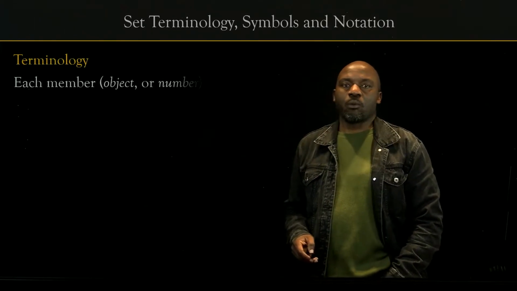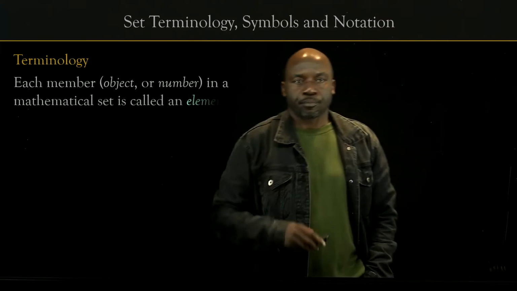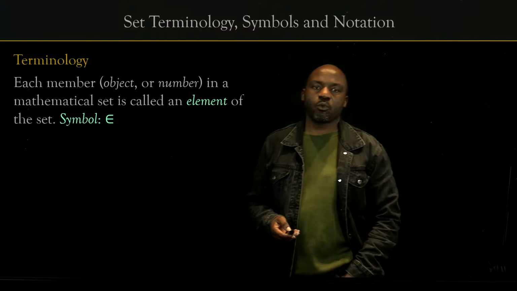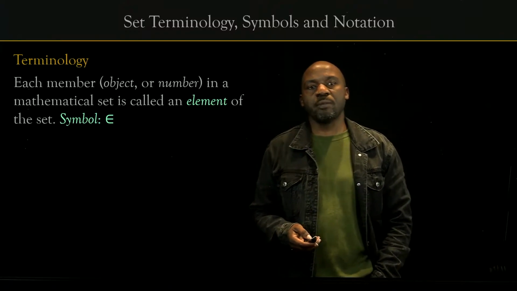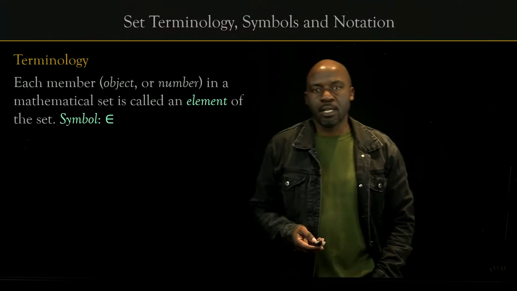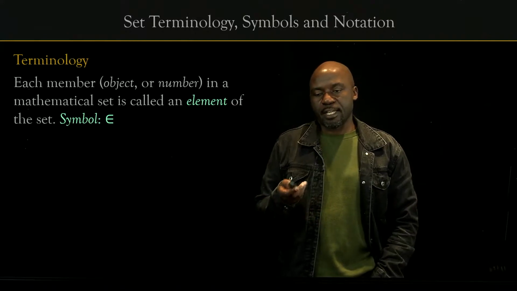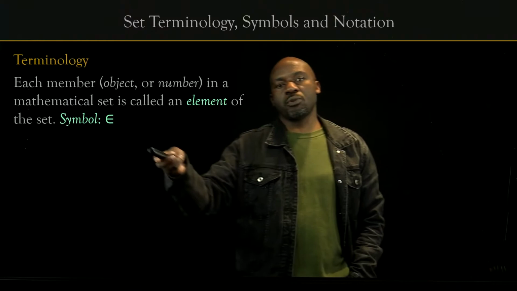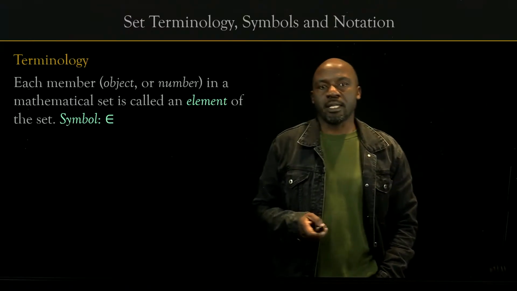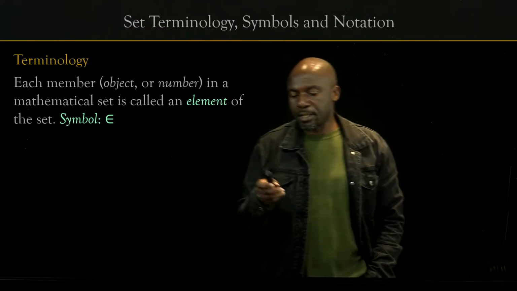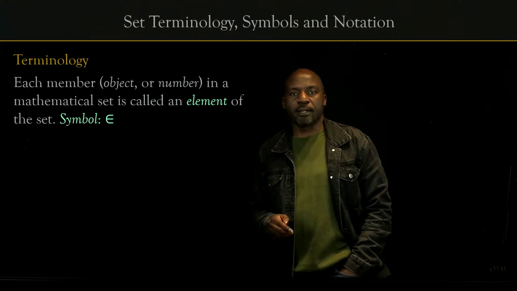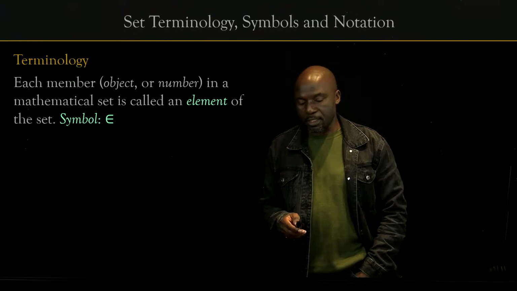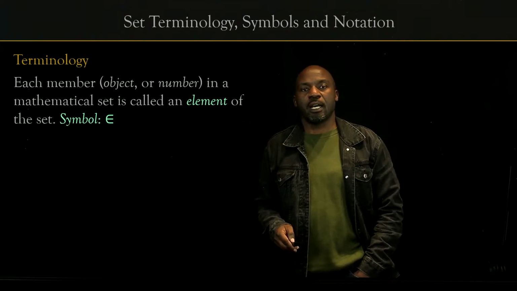Okay, we want to start defining some of the terms. One of the terms we want to define is what we mean by the element of a set. So each member in a set is referred to as the element of that set. Okay, the symbol we use to identify elements looks like an E facing the other side, right? So that is the symbol that we use to represent elements of a set.